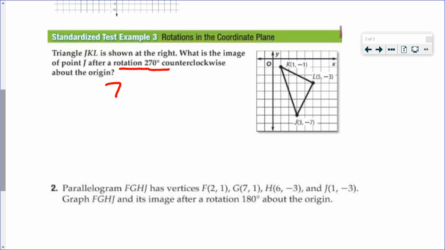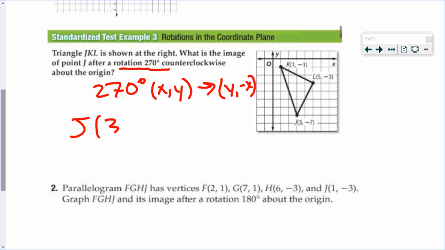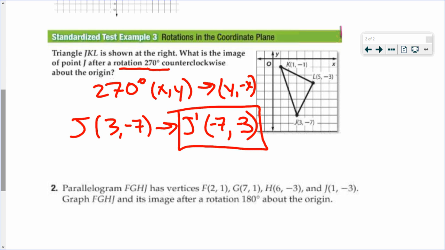Remember, for 270 degrees, the rule was point (x, y) after the rotation becomes (y, negative x). So we've got point J. J is at (3, negative 7). And we want to rotate it. J prime, flip the ordered pair and change the sign of x. So flipping the ordered pair, the negative 7 becomes the x value. And then 3 is in the y place, but we've also got to change the sign. So here would be the image of J prime. And we're not able to graph that on the coordinate plane that they've given us. We can't go out to negative 7, negative 3, so that'll suffice.